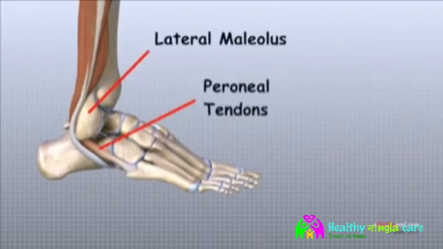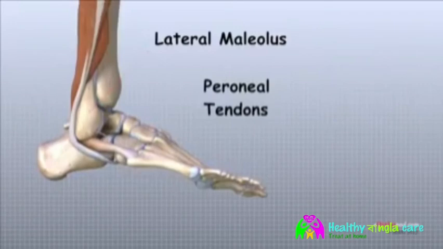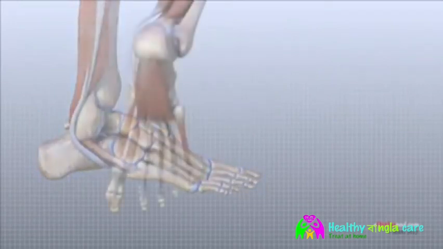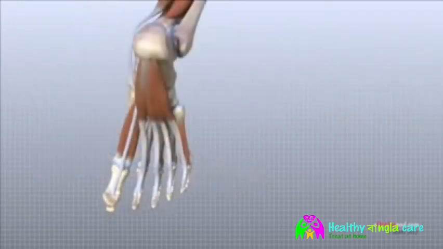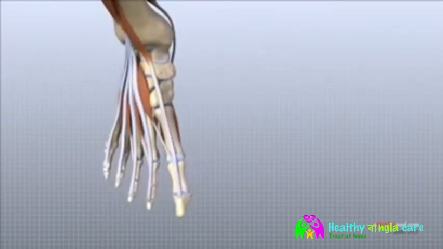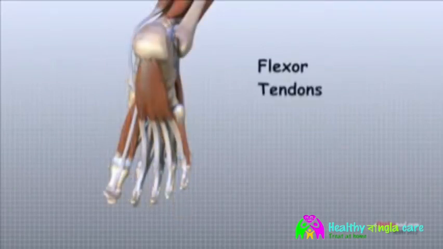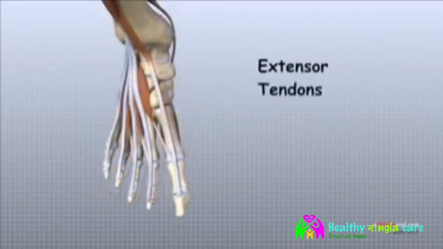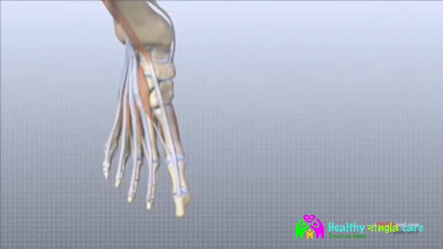2 tendons run behind the outer bump of the ankle, called the lateral malleolus, and help turn the foot outward. There are a set of tendons that bend the toes down, or flex the toes, and a set of tendons that straighten or extend the toes. The tendons that flex the toes are called the flexor tendons. There are 2 flexor tendons on the undersurface of each toe. The tendons that extend the toes are called the extensor tendons. There are two extensor tendons on the top surface of each toe.